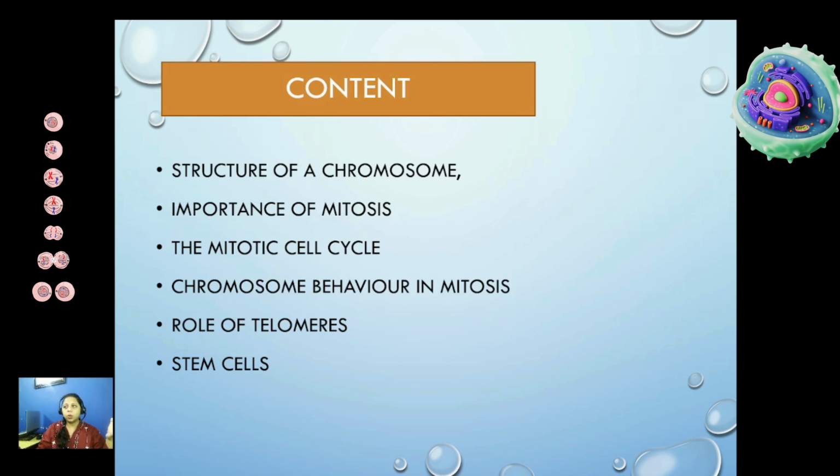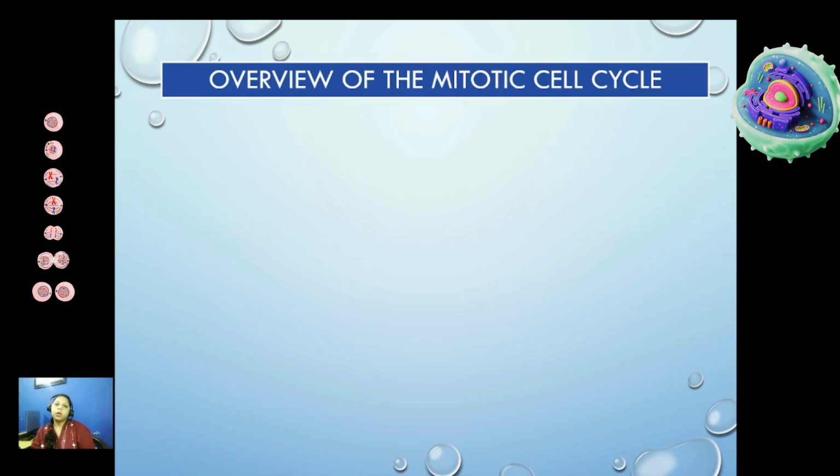Next, we are going to discuss the role of telomeres, then stem cells, and then uncontrolled cell division that results in cancer. We are going to discuss these in different videos, so you need to catch up with the videos on these topics. Number one, we are going to discuss the structure of chromosome in the mitotic cell cycle.